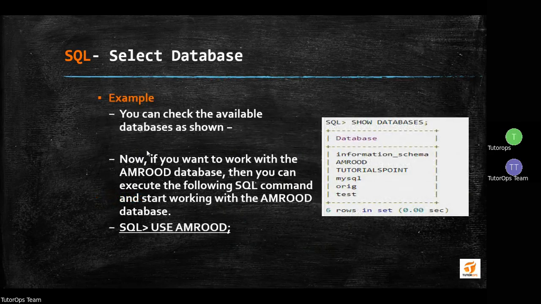For example, you can check the available database names through SHOW DATABASES, and now if you want to work with the Amrut database, you can execute the following SQL command and start working with it: USE Amrut. Then the Amrut database will be loaded in your server, and then you can run your script. You can create a package, create a table, drop a table, insert into a table. Everything will be stored in your Amrut database only. It will not insert into any other databases. When you are selecting the database, please be sure in which database you want to store the data. Then only select the database using the USE command.